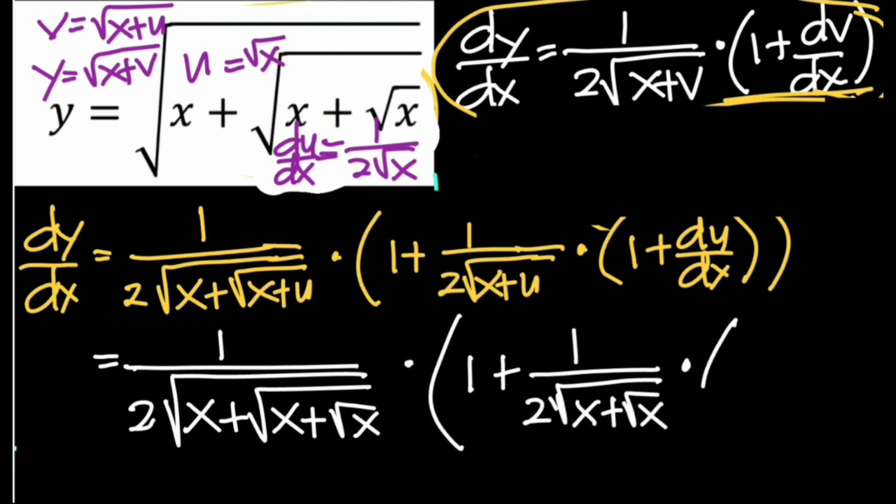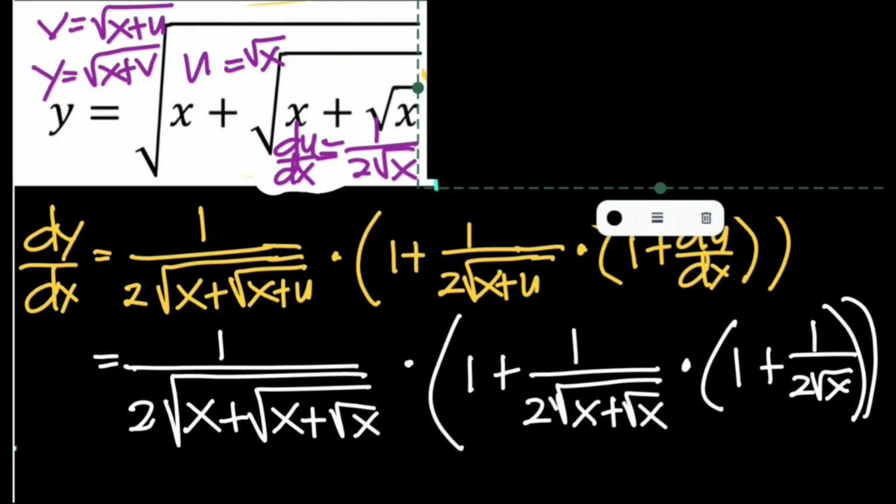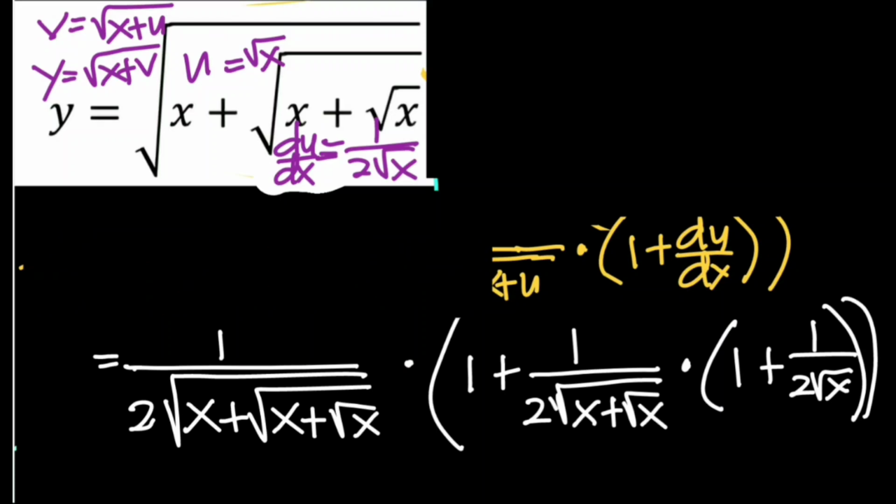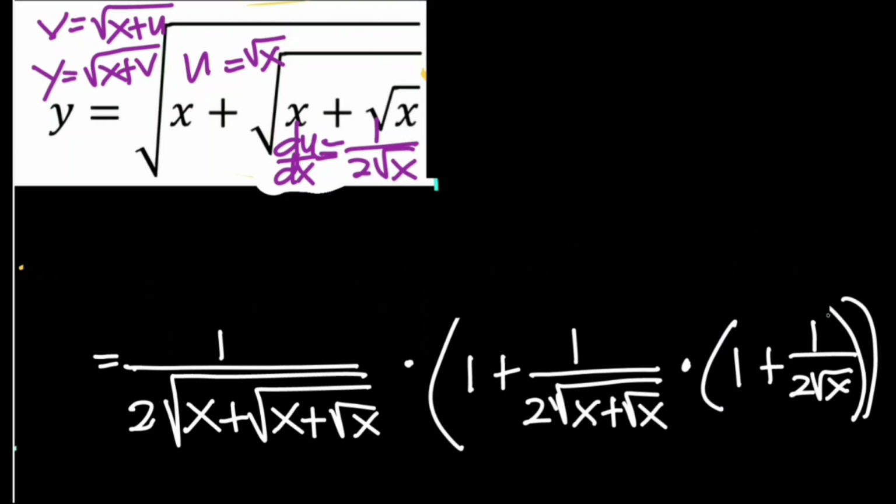times 1 plus du over dx, which is 1 over 2 square root of x. Then we can further simplify this. Let me just delete this so you won't be confused.